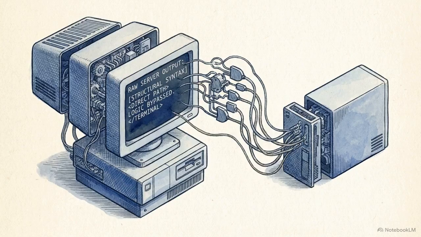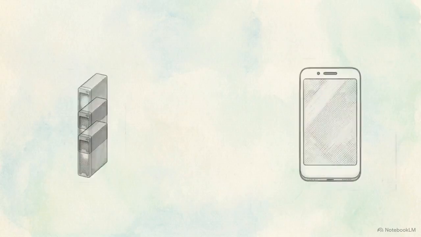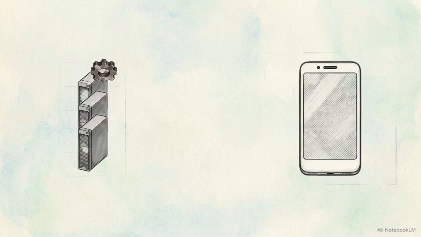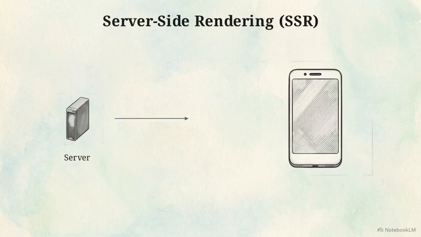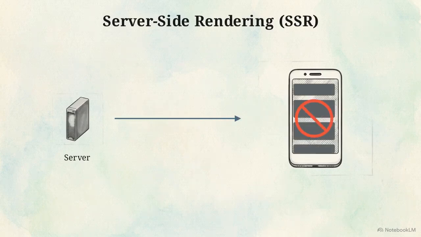Historically, the industry attempted to bypass this hydration bottleneck using server-side rendering, or SSR. SSR successfully accelerates the initial page load by executing React on the server and delivering a pre-rendered HTML shell directly to the browser. But SSR introduces a critical flaw, the all-or-nothing waterfall. The user sees the interface immediately, but they cannot click, scroll, or interact with any elements until the entire JavaScript bundle finishes downloading and the hydration phase completes.